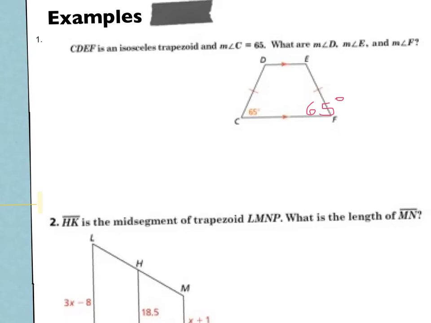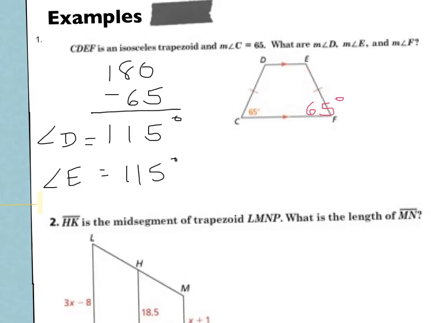Now, because an isosceles trapezoid, or any trapezoid, is a quadrilateral, it still means that these two same side interior angles are going to be consecutive and they're going to add up to 180. So 65 plus some number is going to give us 180. Both angle D and E are going to be 115 degrees.